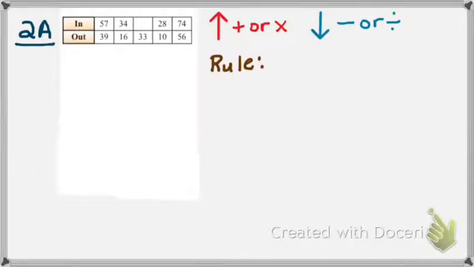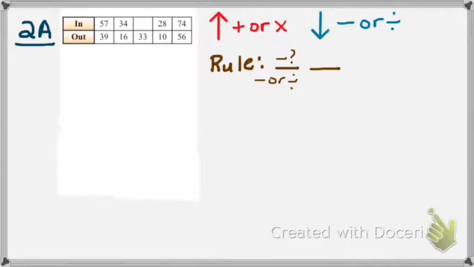I know that all rules have 2 parts, so I'll set myself up for my 2-part rule. I see my numbers, in to out. In is 57 turns to 39, or 34 turns to 16. Skip the blank, 28 turns to 10, or 74 turns to 56. So I know that all of my input numbers are getting smaller. Therefore, this must be either a subtraction or a division rule. I'll take a guess and start with subtraction first.